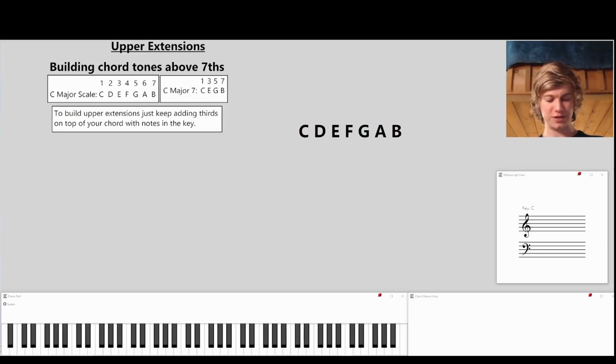Upper extensions. In my 7th chord video, I taught that if you get a triad and you add a third above it, you get a 7th chord. And similar to that idea, if you start adding thirds above your 7th chord, now you get upper extensions.